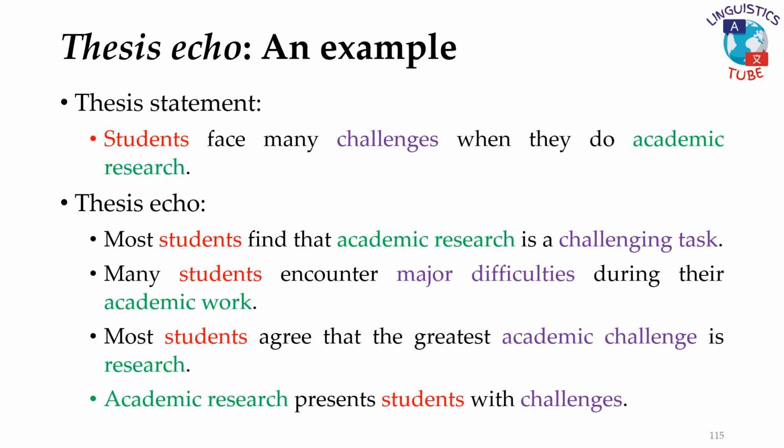In the first, I swapped the second and third important part and slightly altered the words, so challenges becomes challenging task. In the second and third thesis echo, I did not change the order, but changed the words. So, challenges becomes major difficulties, and academic research becomes academic work, and challenges becomes academic challenge, and academic research becomes research. Finally, in the fourth, the order has completely changed, but the words have stayed the same. So, you can see that there are many options for keeping the meaning similar, but changing the language between the thesis statement and the thesis echo.